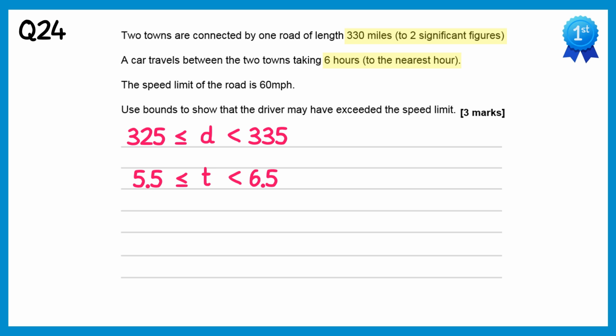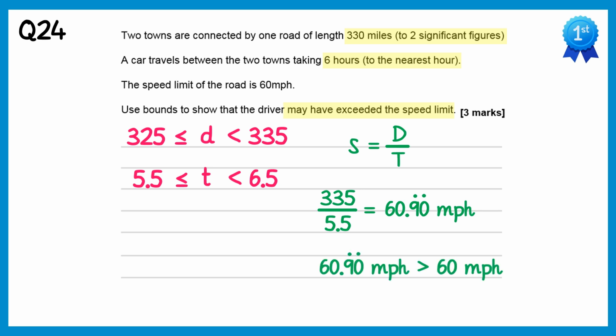We then need to see if the driver has exceeded the speed limit. Speed is calculated by distance divided by time. Since we're trying to show the driver has exceeded the speed limit, we want the speed to be as large as possible. To make the speed as large as possible, we want to do the largest distance divided by the smallest time. So the upper bound of distance is 335 and the lower bound of time is 5.5. So 335 divided by 5.5 gives you 60.90 recurring miles an hour. Since this is greater than 60, the driver could have been speeding.